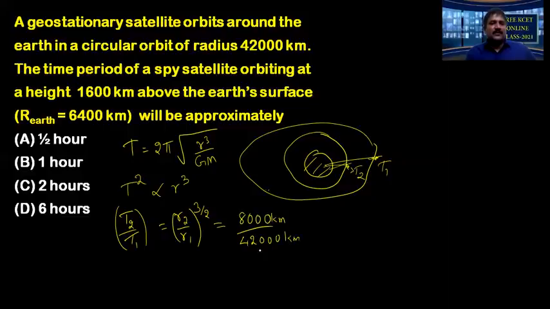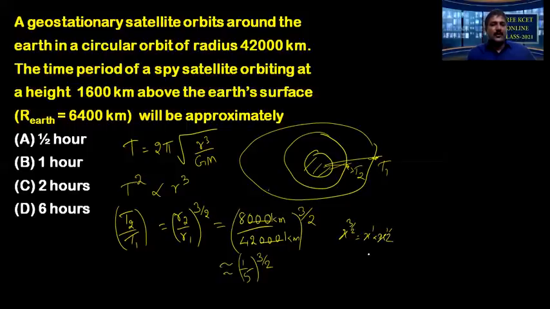If they give a geostationary satellite height again, then you add the radius 6400. Now, power 3 by 2. Cancelling zeros, 8 by 42 is approximately 1 by 5, power 3 by 2. So how to simplify? x power 3 by 2 can be written as x power 1 times x power half, that is x root x. So the same idea I use here. I write T2 by T1 equal to this much. Then it becomes 1 by 5 root 5. So the right-hand side is 1 by 5 root 5.